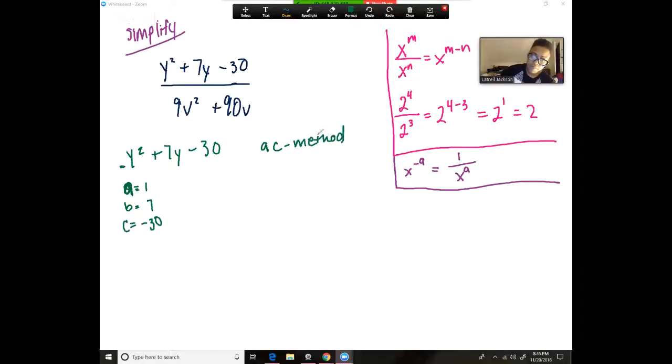So A equals 1, and C is negative 30. Now we find the factors of negative 30 that are going to add up to positive 7. So we have 1 times negative 30, and we also have negative 1 times 30.